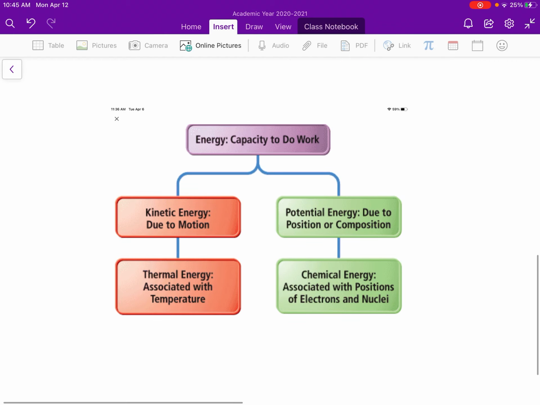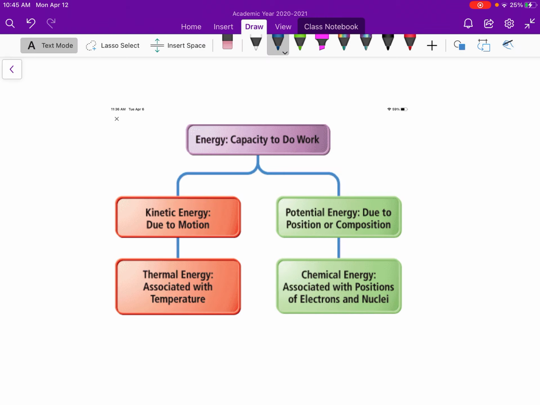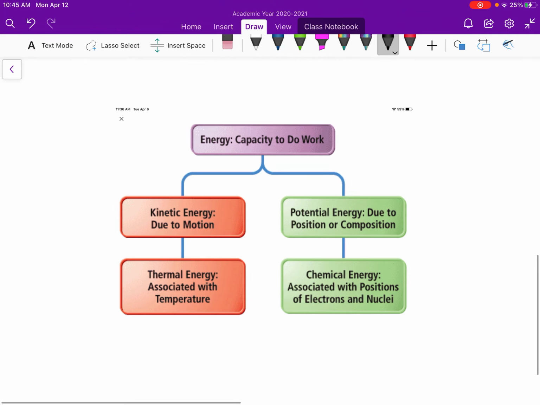Okay, here we go. So overall, energy is the capacity to do work, right? That's sort of the definition of energy in general, okay? And there are typically two kinds, as we just discussed, right? So here is potential, right? We have potential, we have kinetic, and together they make up the total energy.